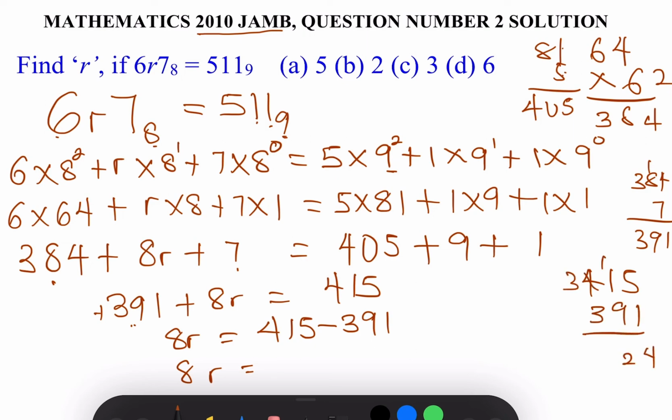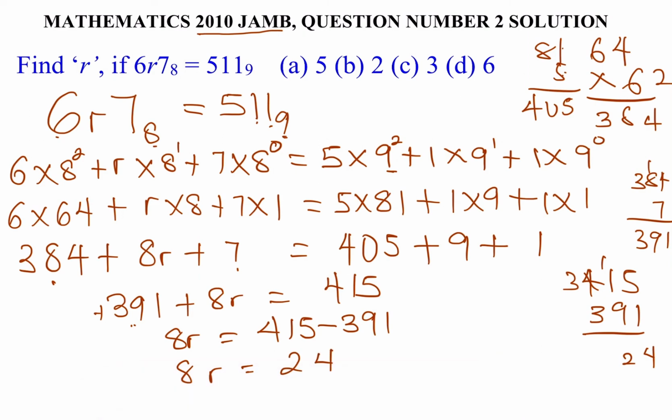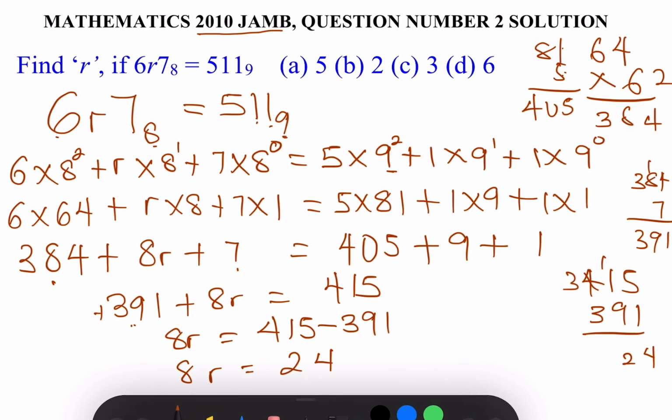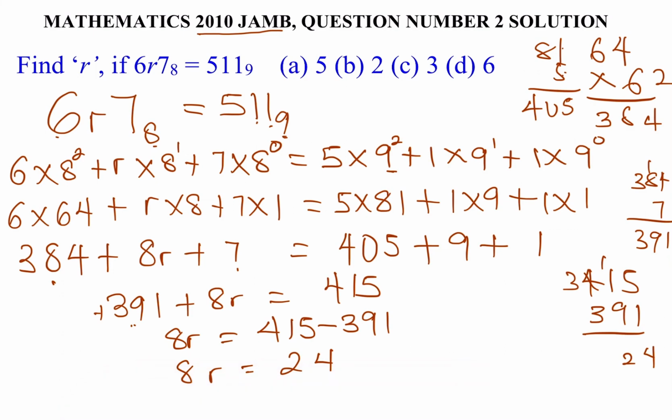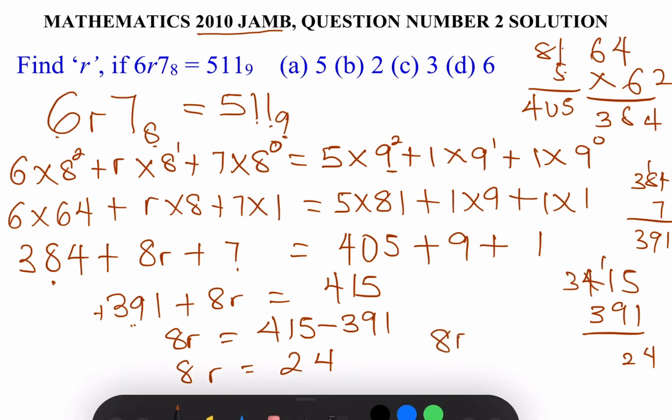That's 24. So 8r equals 24. So you divide both sides by 8. That's 8r divided by 8 equals 24 divided by 8. 8 cancels 8. So that means your r is 24 divided by 8, which is 3. So as simple as that.